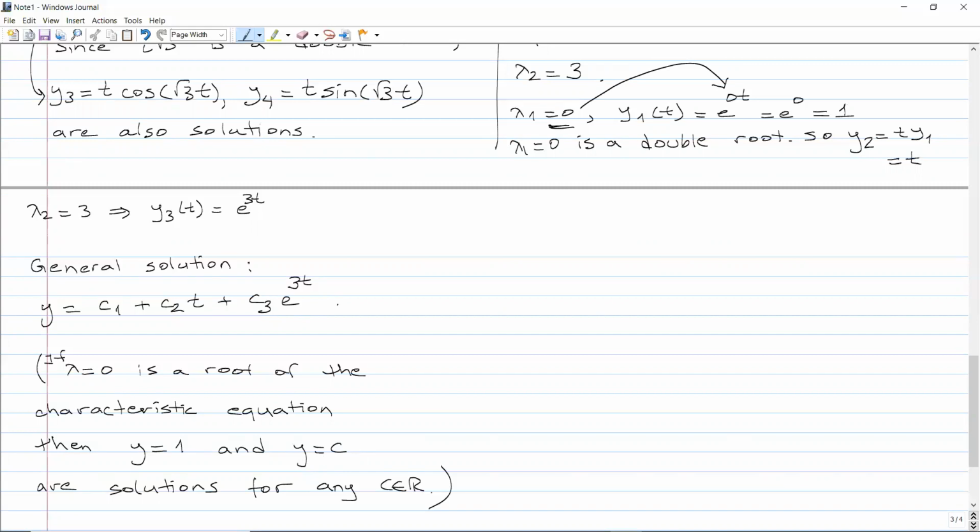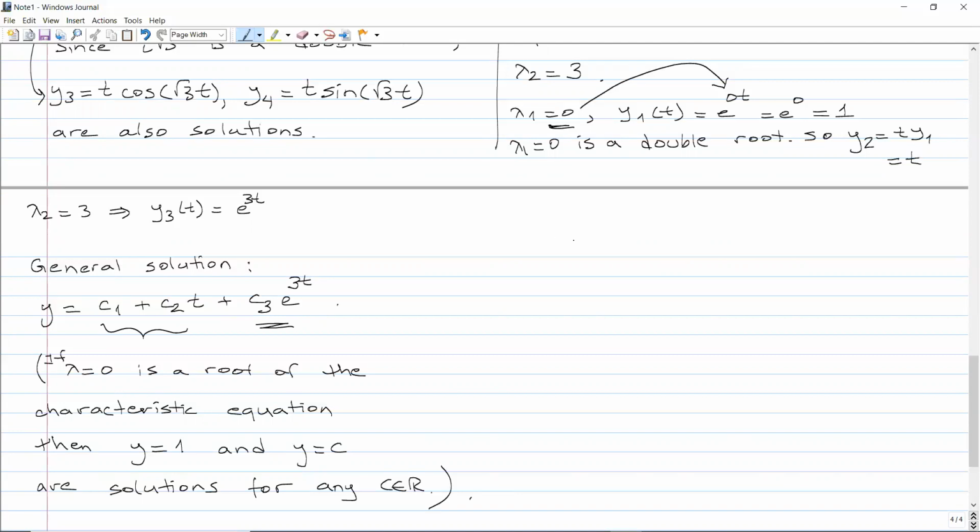And when you have a double root combined with a single root, for the double root, you write the first solution plus t times the first solution. If it's a triple root, you keep multiplying with powers of t, and you add the function for the single root. So this is all the examples I'm going to consider for homogeneous linear equations with constant coefficients.